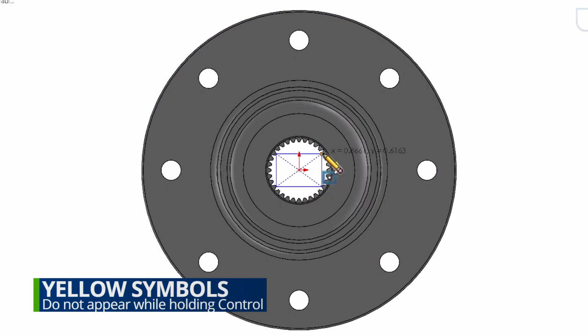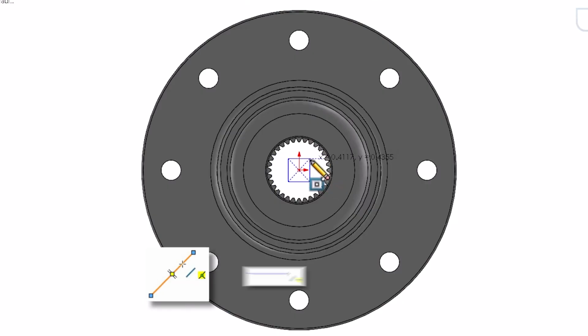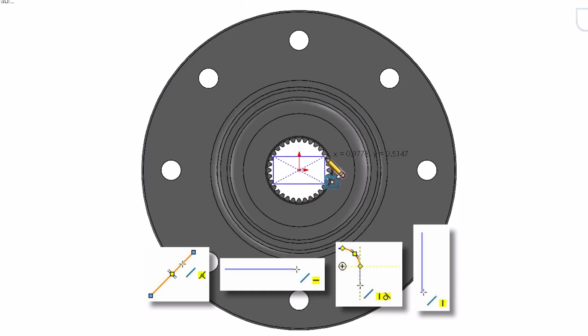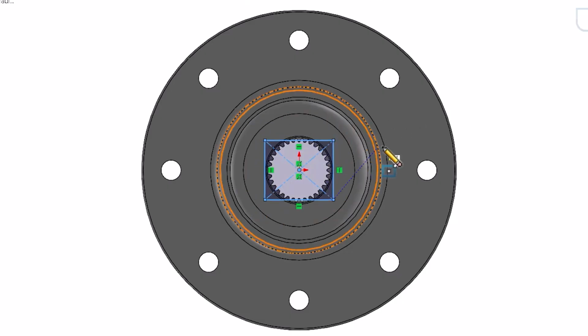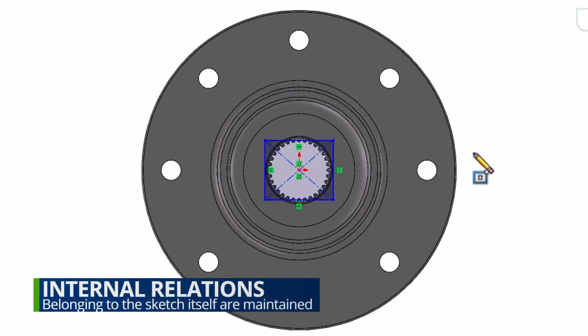Looking at the yellow inference box, this indicates that a relation will be added automatically, but when Control is held on the keyboard, the yellow inference box goes away, ensuring the relation is not added. This is useful to create a few entities that do not have relations.